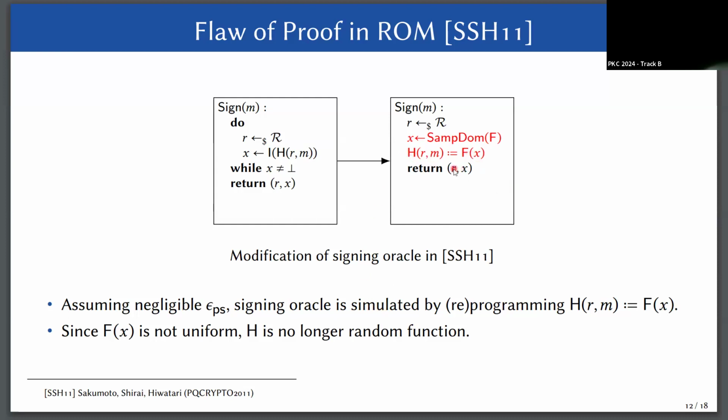But this is really bad, the situation, because Fx is not necessarily uniform. If we assume PSF, Fx is always uniform, but we don't assume that. So the function H is no longer a random function due to this reprogramming, because the output of H is biased due to this reprogramming. We need additional steps between these two oracles.